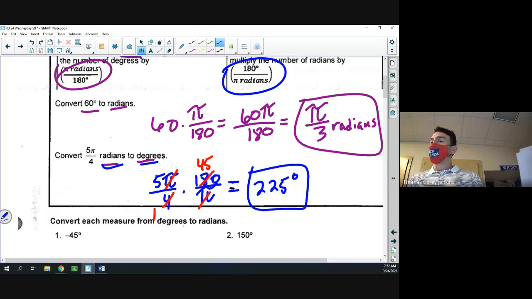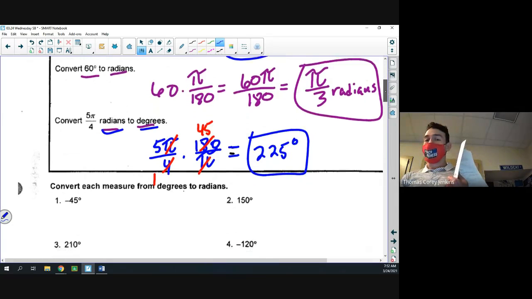Okay, and once we get more into this, the big idea, you'll generalize that pi is going to be 180 degrees. So an answer like that would make sense numerically, but we haven't really gotten that far yet.